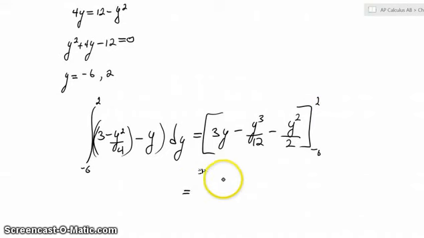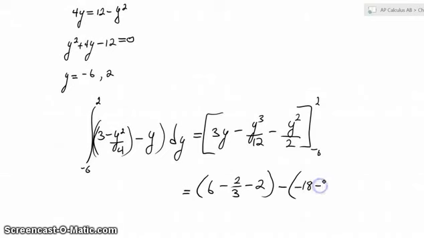And that's going to give us, when we evaluate at 2, the 3y, we're going to get 6, and the negative y cubed over 12, we're going to get negative 2/3, and then we'll get negative 2, minus, and then we need to evaluate at negative 6, and it looks like we're going to get, for 3y, negative 18, and for y cubed over 12, we're going to get negative 18 and 18. So that comes out to 64 over 3.